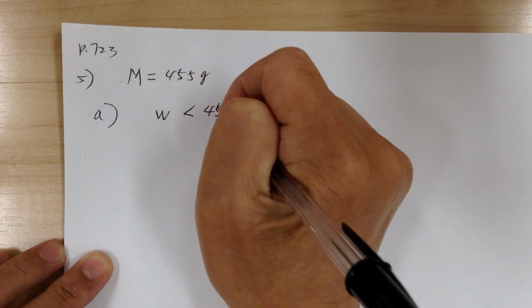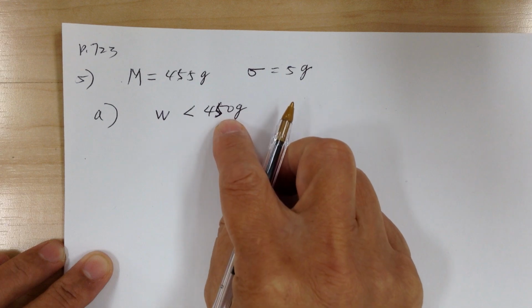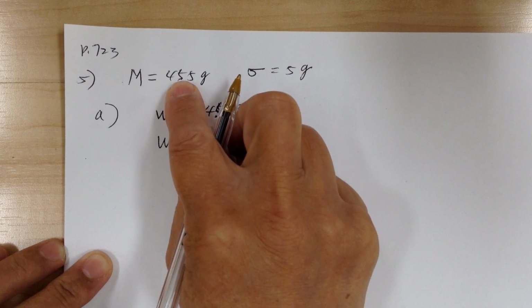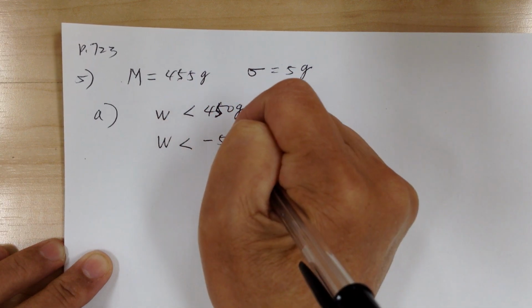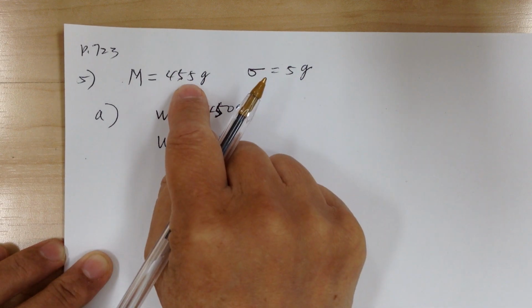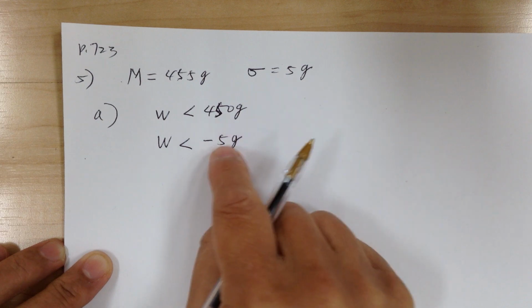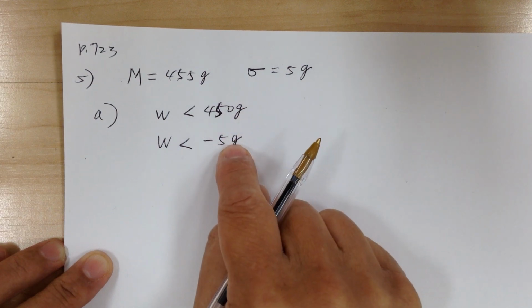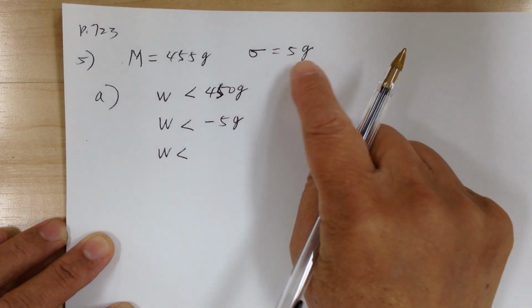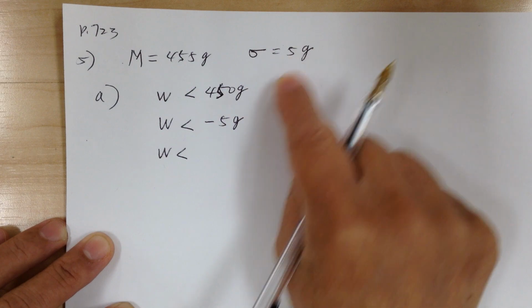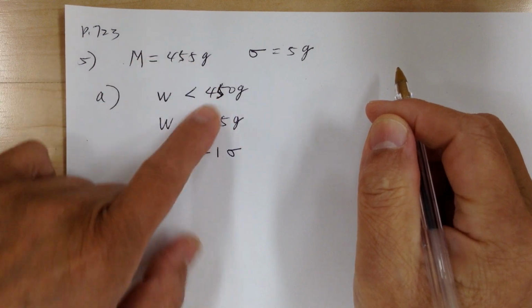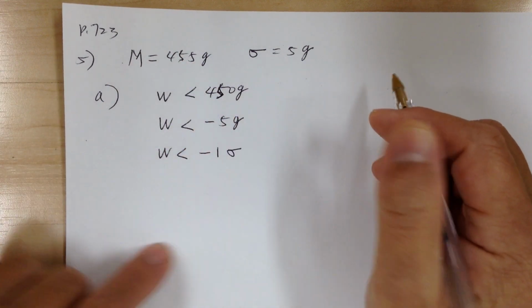Next, you have to convert the actual weight into the differential. So 450 compared to 455 is minus 5 grams. That means the weight you're looking for is 5 less than the normal, or the average, the mean. After that, your next step is to convert that into deviation. One standard deviation is 5, so this will become minus 1 standard deviation. First you find the differential, 5 below, and then you convert into standard deviation.